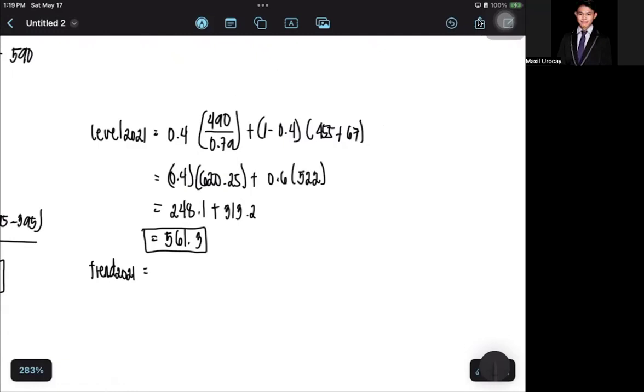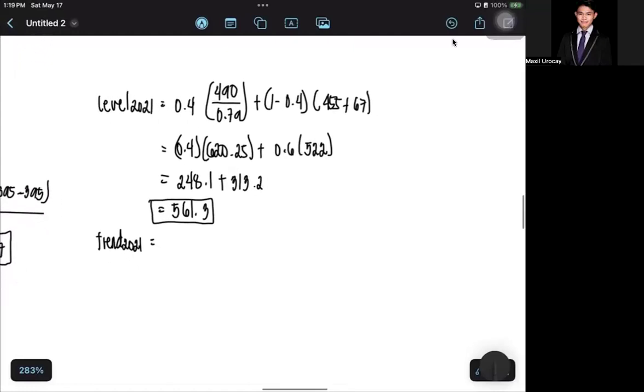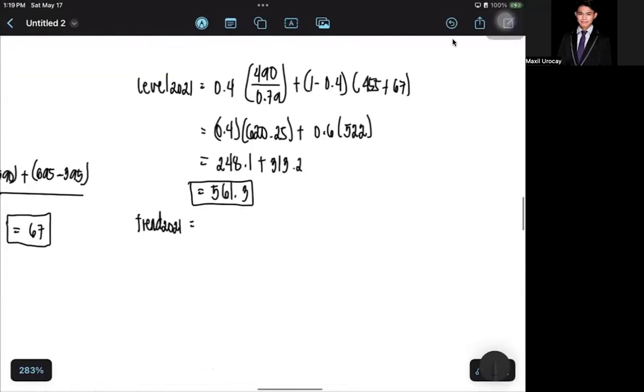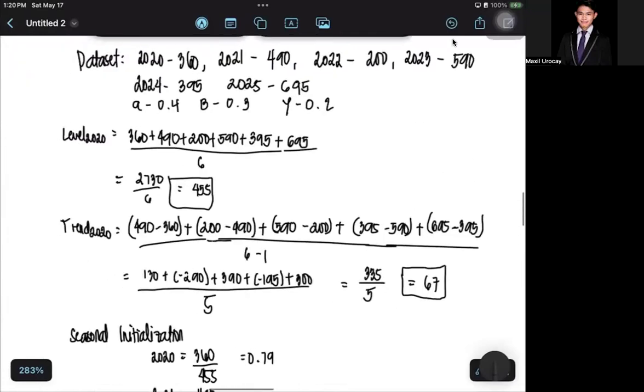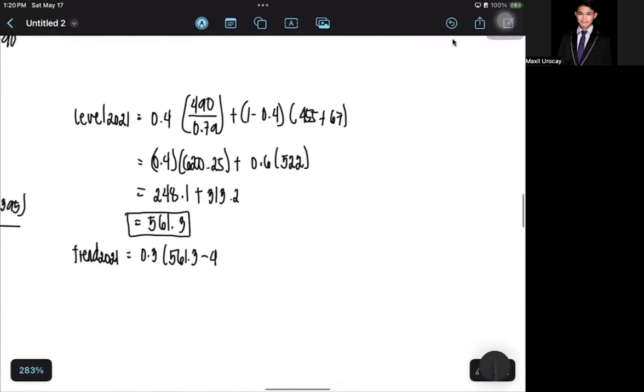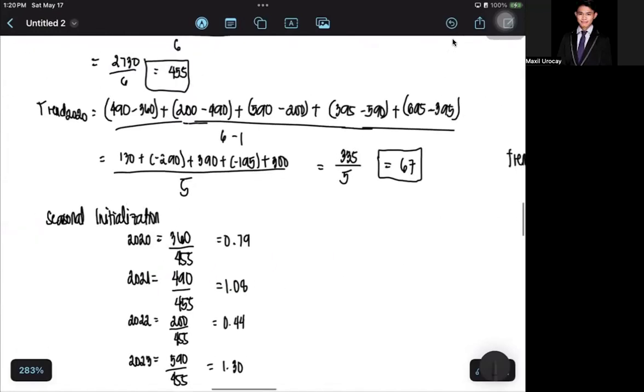Now for the trend of 2021, we have beta, which is 0.3. Beta times the current level, 561.3, minus the previous level, 455, plus 1 minus 0.3 times the previous trend, which is 67.